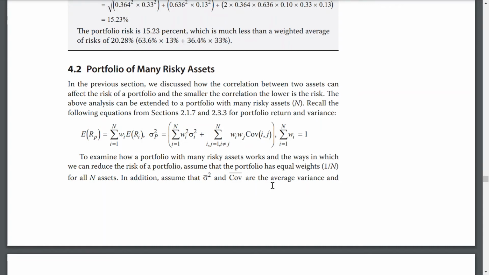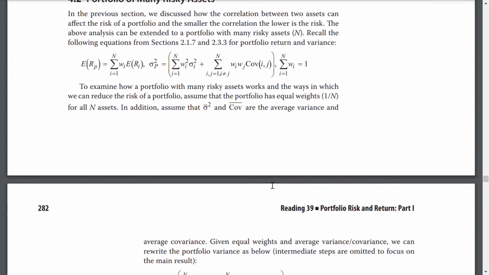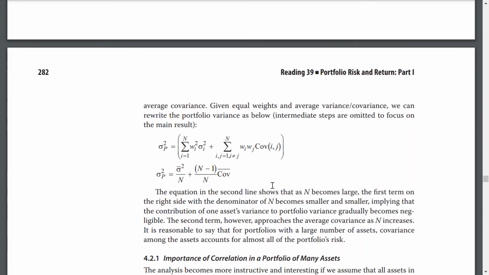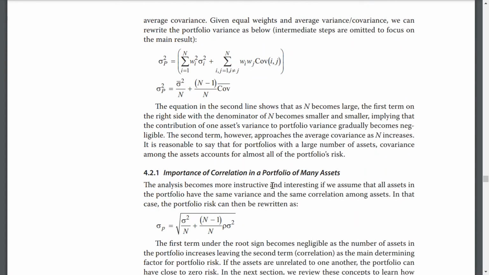Assume that the portfolio has equal weights. In addition, assume the average variance and the average covariance. Given equal weights and average variance and covariance, we can rewrite the portfolio variance as below. The equation in the second line shows that as n becomes large, the first term on the right side, with n in the denominator, becomes smaller and smaller, implying that the contribution of one asset's variance to portfolio variance gradually becomes negligible.